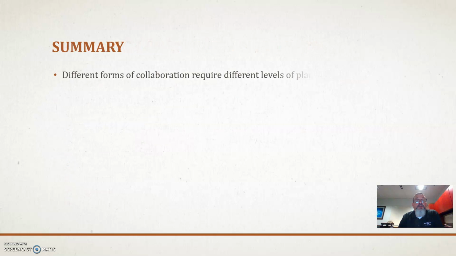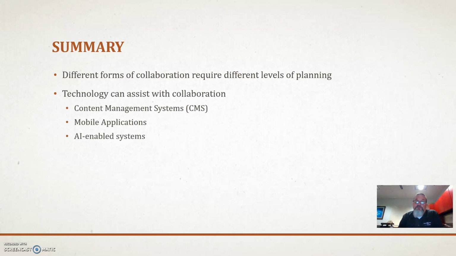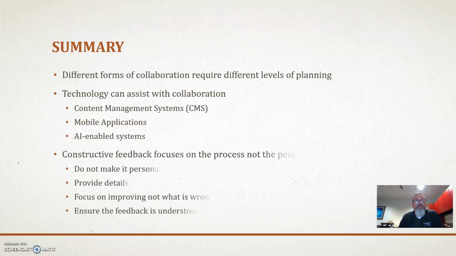In summary, different forms of collaboration require different levels of planning. You can use various forms of technology to assist with your collaboration. And constructive feedback focuses on the process, not the people. Never make it personal. Provide details. Focus on what you're improving and ensure that the feedback is understood.